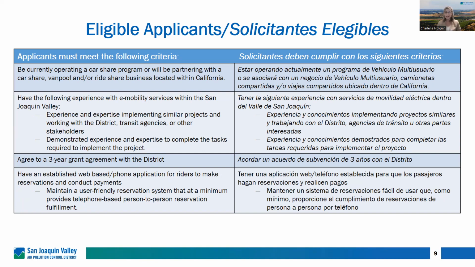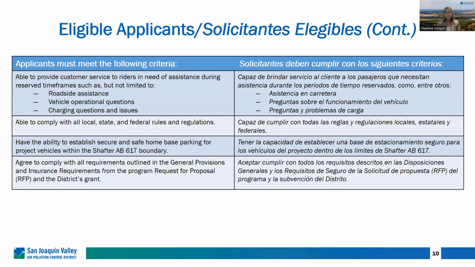Also, we would like the selected applicant to have an established web-based or phone application system that helps riders make reservations and conduct payments. For those riders that prefer to speak in person, we do ask that the applicant provide a telephone-based service where reservations could be made person to person. We also ask that the applicant provide customer service. For assistance during the reservation, we would like them to offer roadside assistance, vehicle operational questions, and charging questions and issues for the riders.